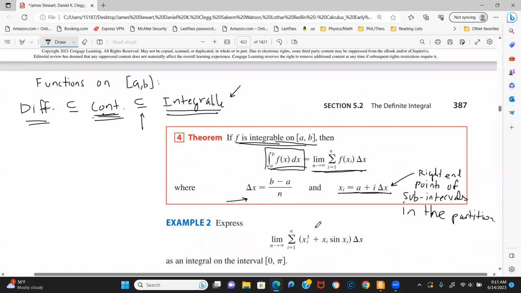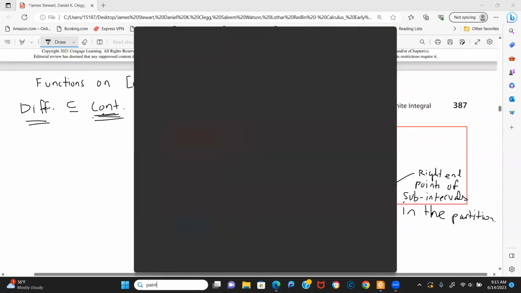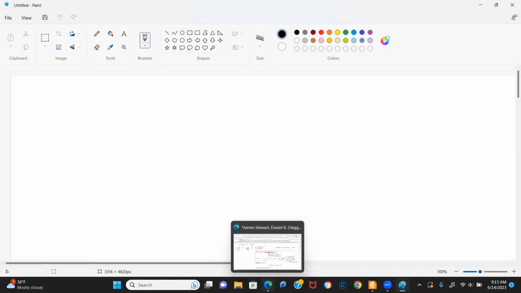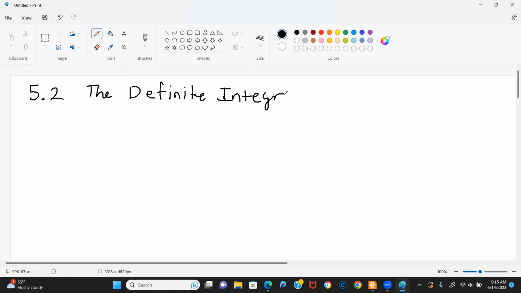All right, so let's look at this example. Let me open Paint so we can work through this in real time together. All right, so this is just to remind you, we're in section 5.2 on the definite integral. So this is going to be example 2.